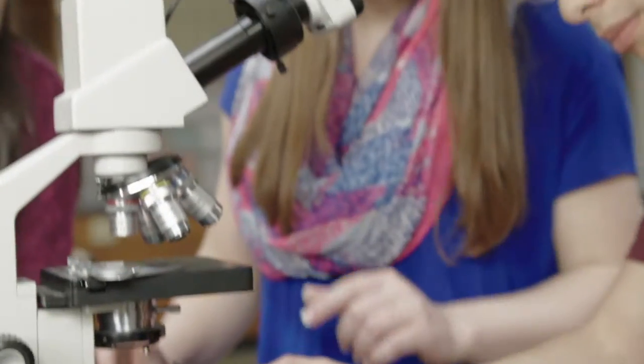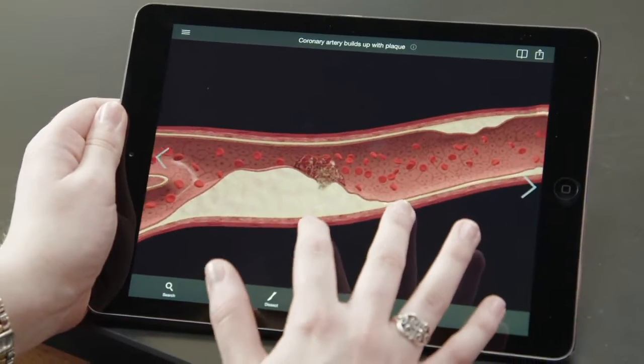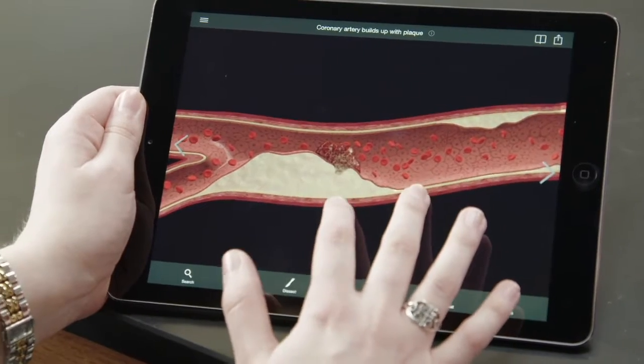When they see a narrowed artery with less room for blood flow, it makes them understand how that can become a problem. And by using an app like BioDigital Human, they can visualize how the blood flow actually is decreased.